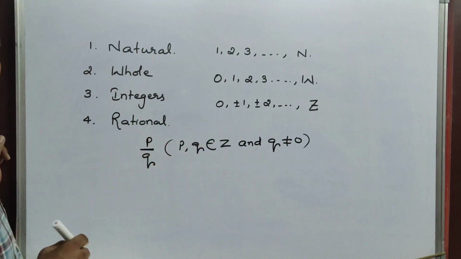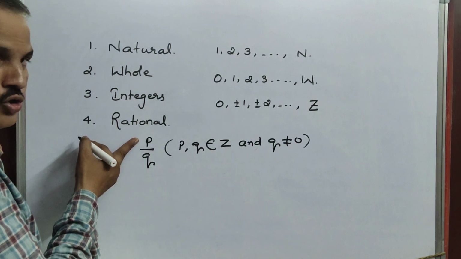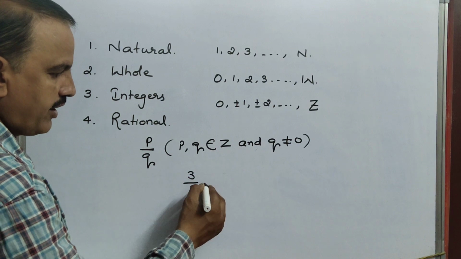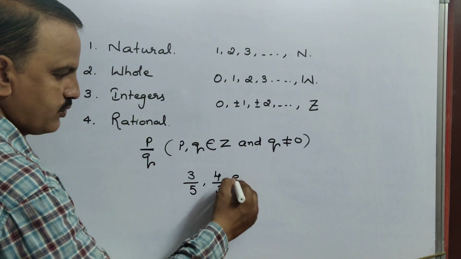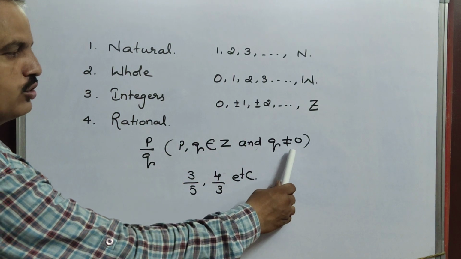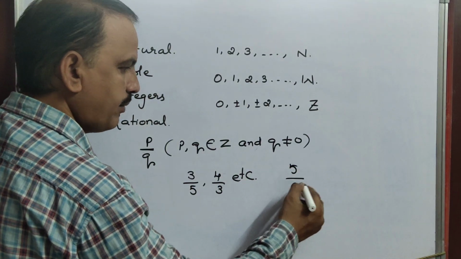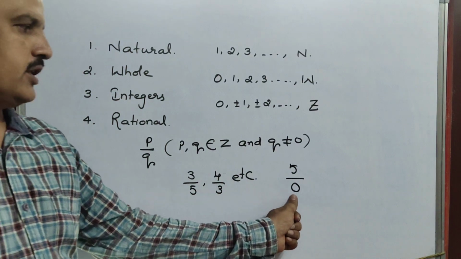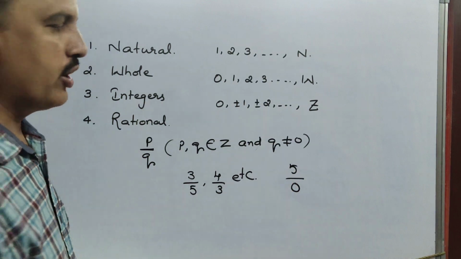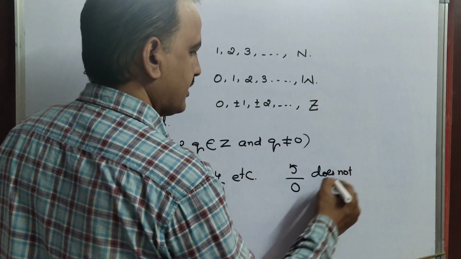if it is 0, what is going to happen? See here, remember p is the numerator and q is the denominator. The best examples are 3 by 5, 4 by 3, etc. But here I gave one condition that q not equals to 0. If the denominator becomes 0, what is going to happen? Because 5 by 0 does not exist, children. 5 by 0 does not exist.